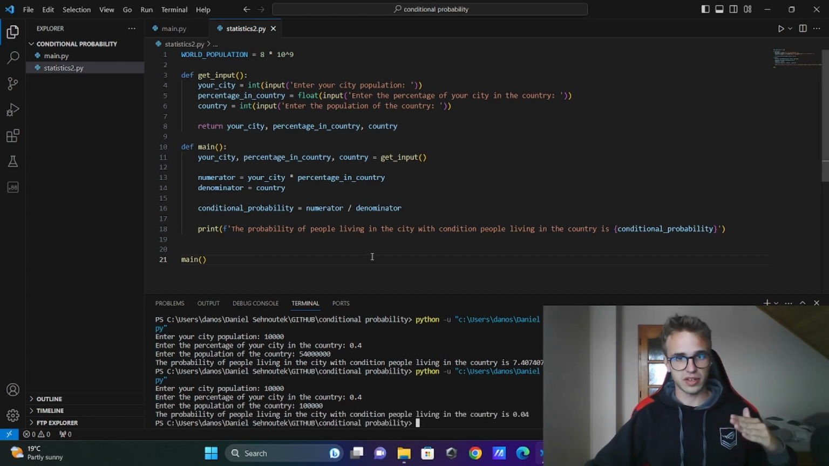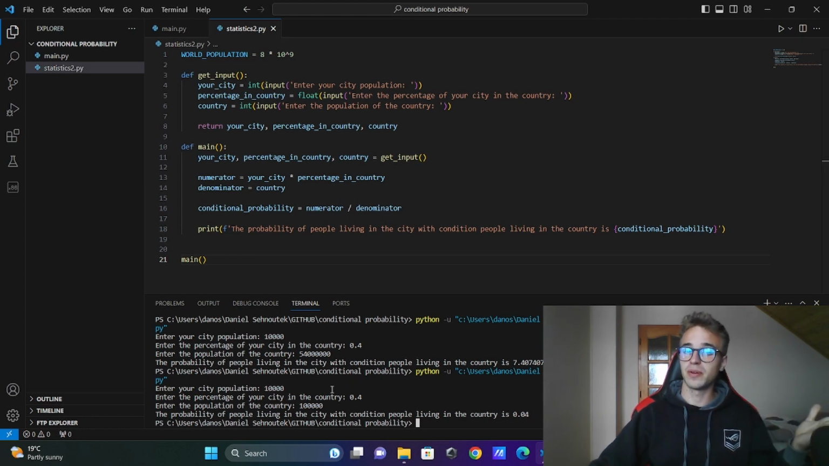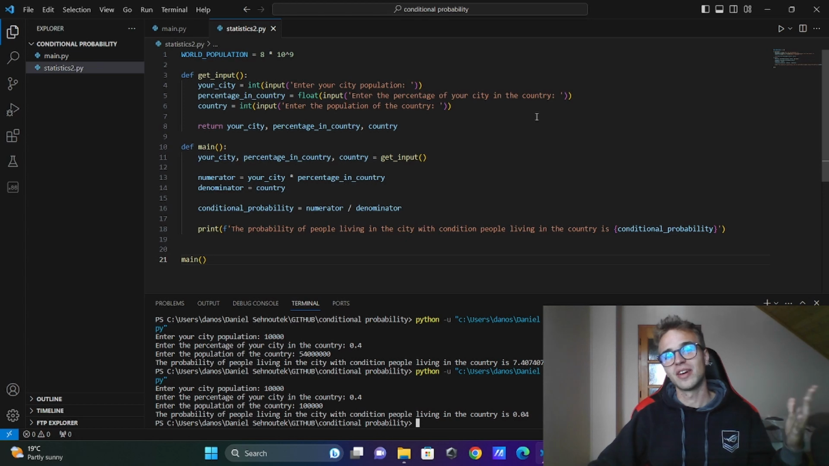So we are starting with the whole population, but our condition is 100,000, and our intersection in the numerator is these people with that condition. That means that only 4,000 people from these 10,000 are living in this country. That gets us to the result, 4,000 inhabitants over 100,000 inhabitants, and our conditional probability is 0.04.